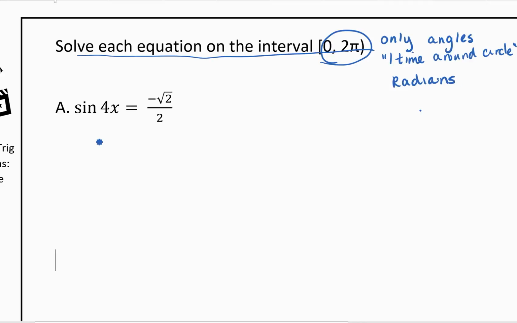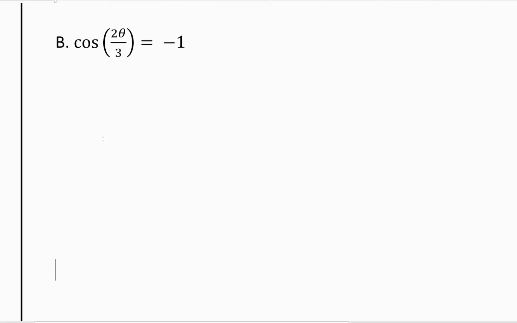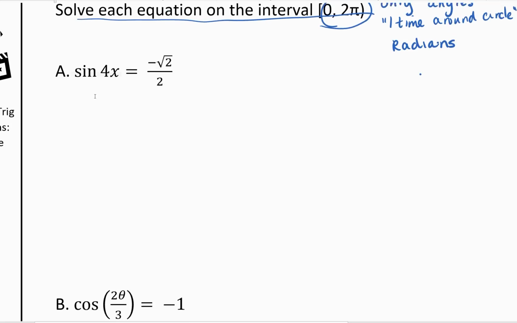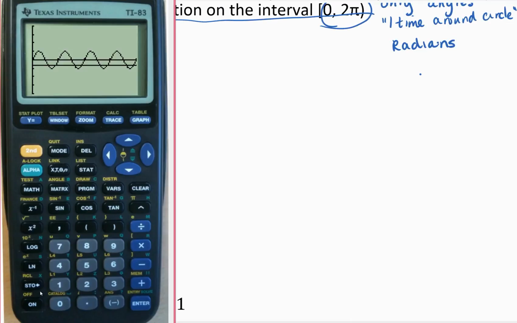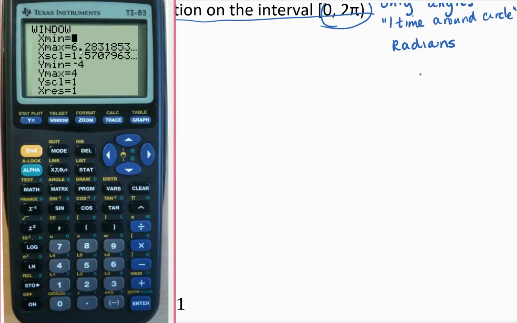Okay, now the first one we're going to look at here, it says sine of 4x is equal to negative square root of 2 over 2. Now before we get too into this, let's see what that looks like. I've put in sine of 4x, negative square root of 2 over 2. In my window, I've changed from 0 and I've put in 2 pi.